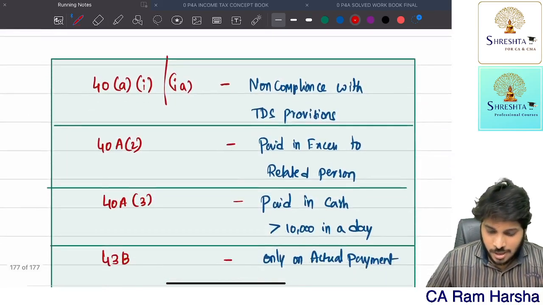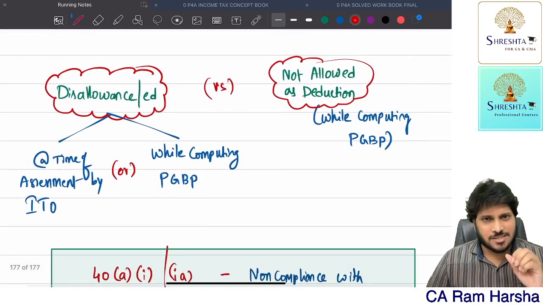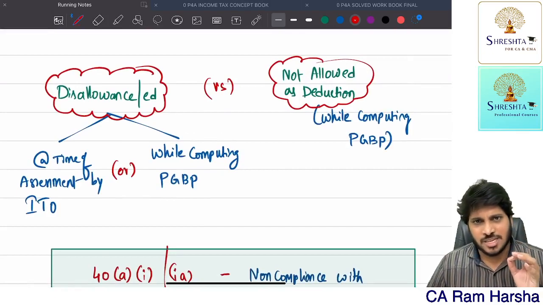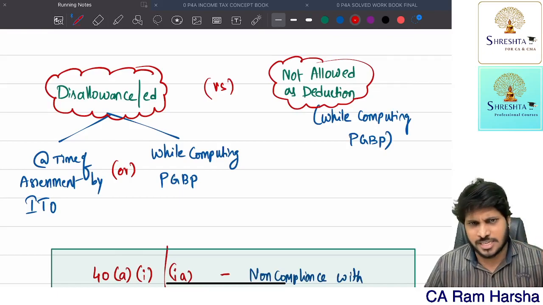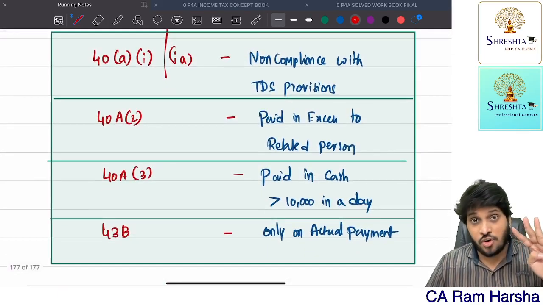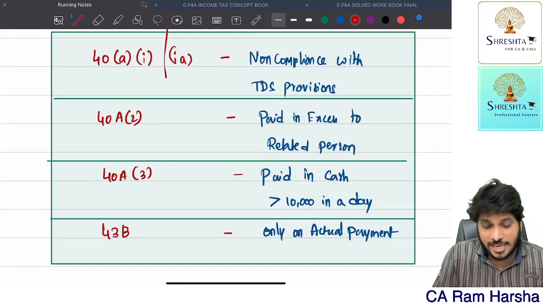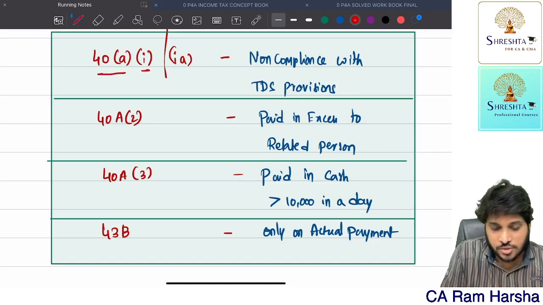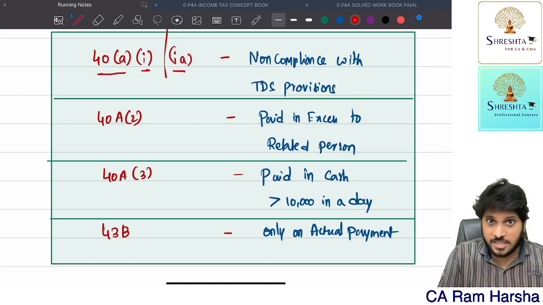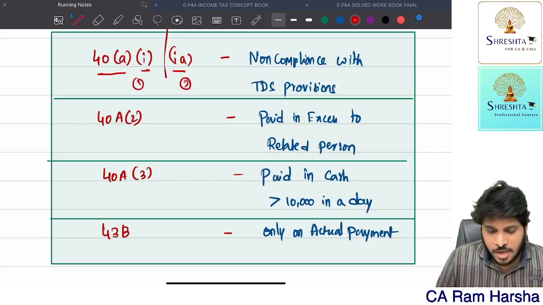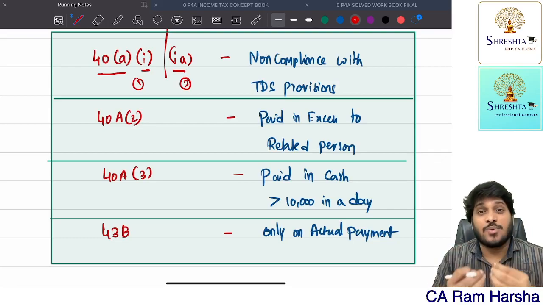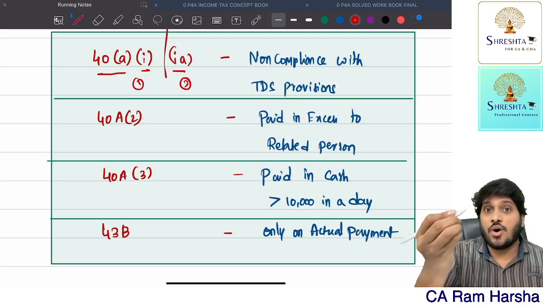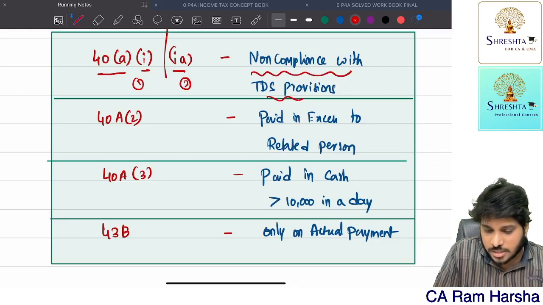Disallowances are nothing but inadmissible deductions. We are discussing disallowance provisions, nothing but inadmissible deductions. There are 4 key provisions. 40 subsection A, clause 1 or clause 1A. Either clause 1 or clause 1A, 2 provisions, dealing with no deduction or non-allowance or disallowance on account of non-compliance with TDS provision.